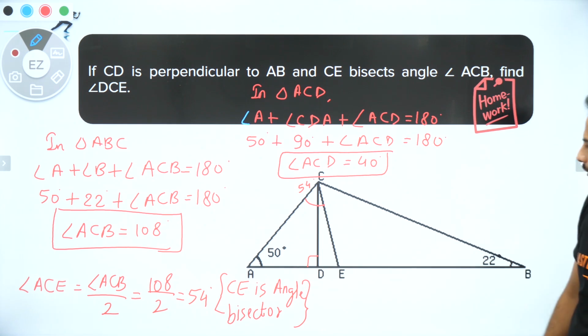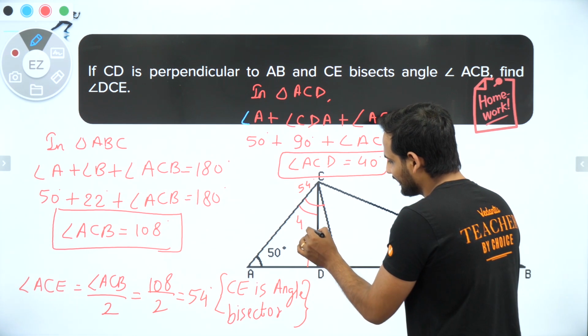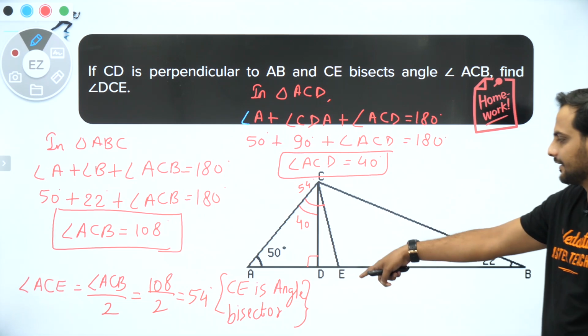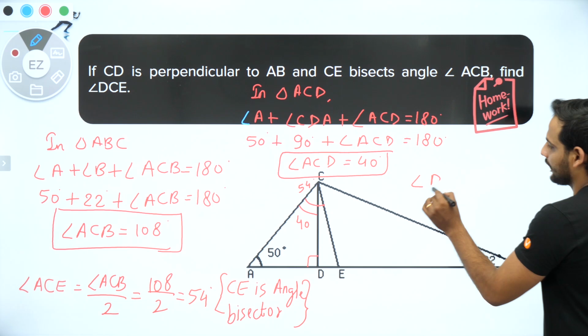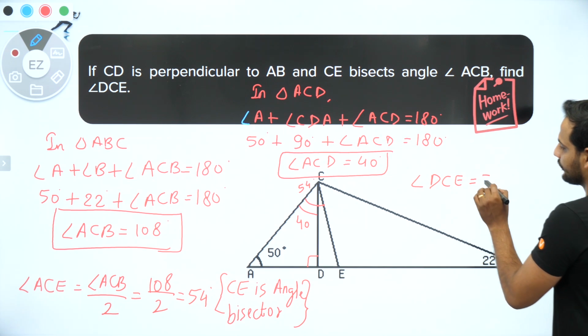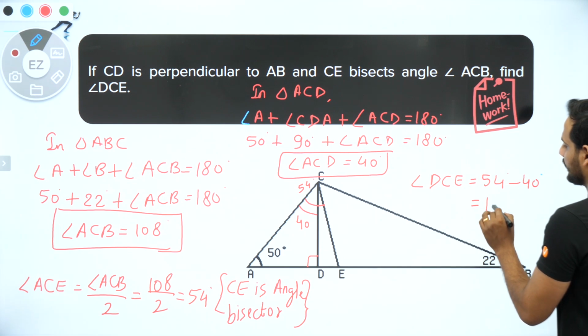Correct. So from here to here, I have got this angle equal to 40. So obviously I can say that angle DCE will be equal to 54 minus 40, which is equal to 14 degrees.